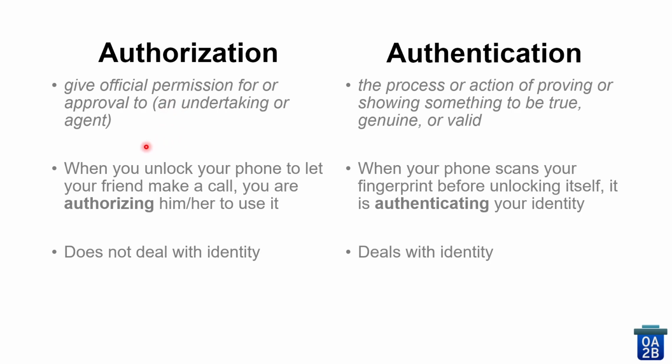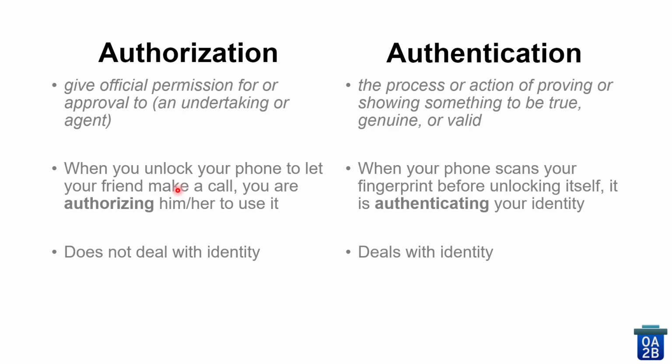So you authorize him or her to use it by unlocking it. Like, you unlock it, you give it to them, you're authorizing them, right? Like, it's okay for them to use it. Whereas authentication is the process or action of proving or showing something to be true, genuine, or valid. So yeah, it's basically trying to prove the identity or trying to verify the identity of something.